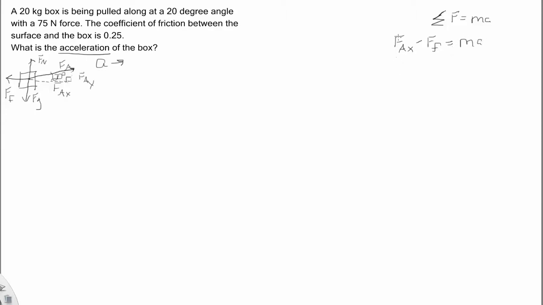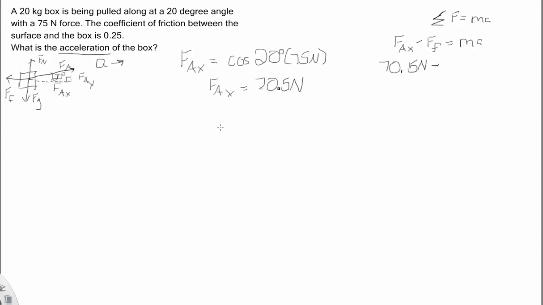My FAX is what I have to solve for to get my acceleration. I also have to solve for FF. Let's first start off with FAX. Looking at my free body diagram, it's adjacent to the angle. I know the hypotenuse, FA, is 75 newtons, so I'm going to use cosine. FAX is equal to cosine of 20 degrees times my applied force of 75 newtons, and so FAX ends up being 70 and a half newtons. I can plug that in over here. That was pretty simple to do.